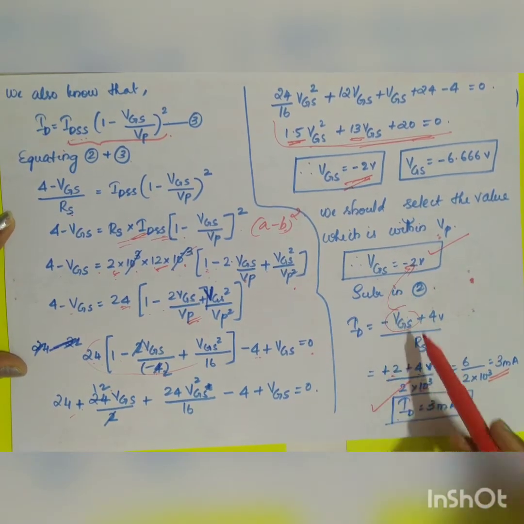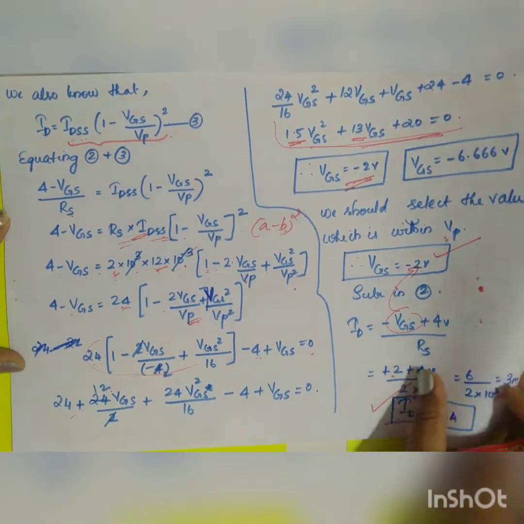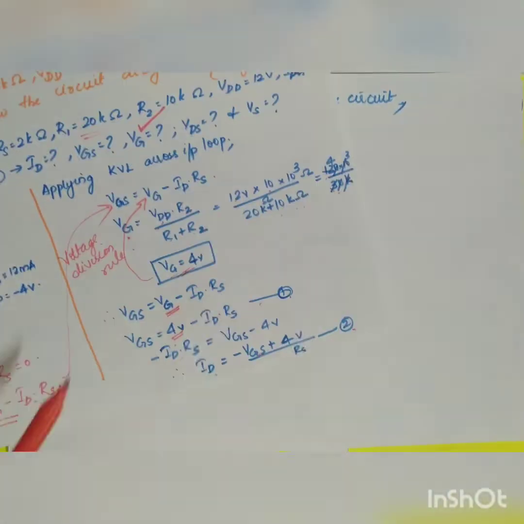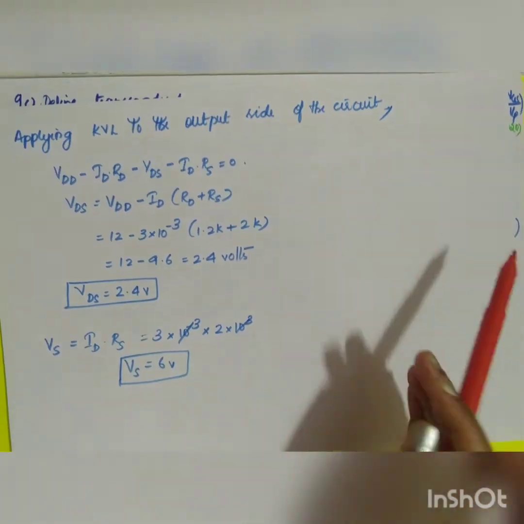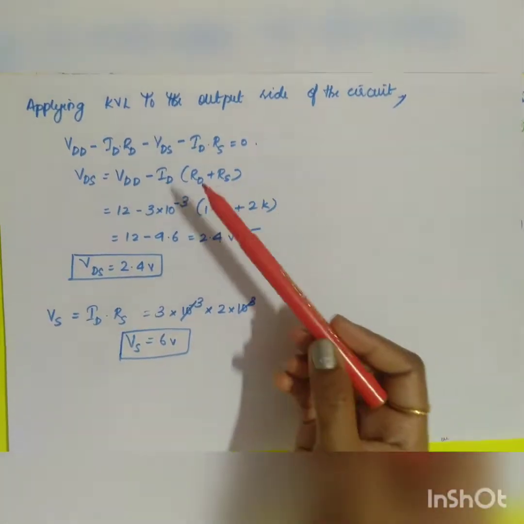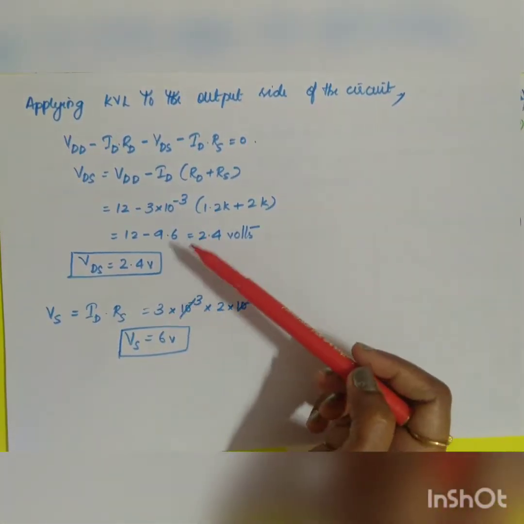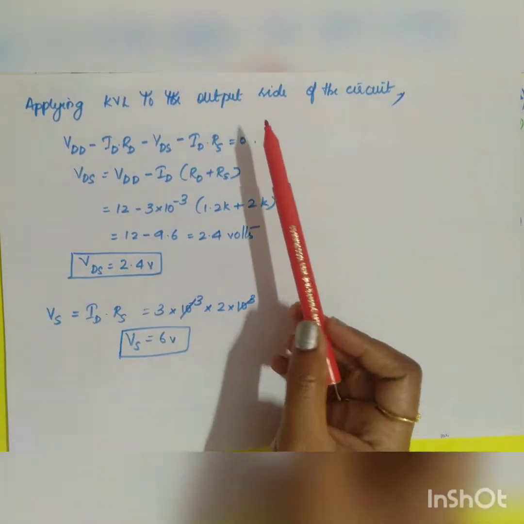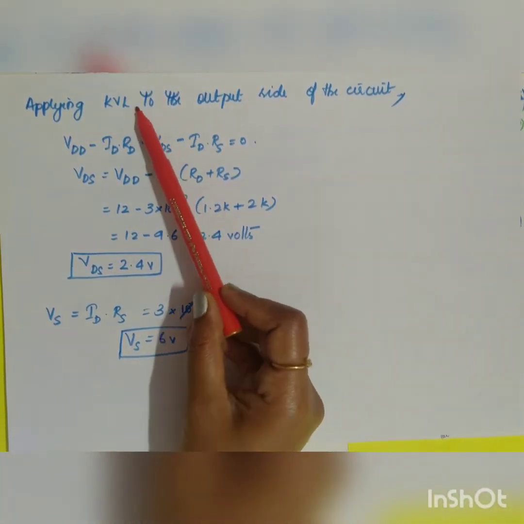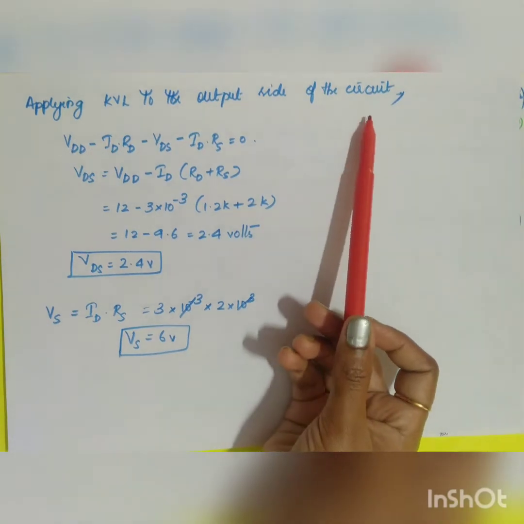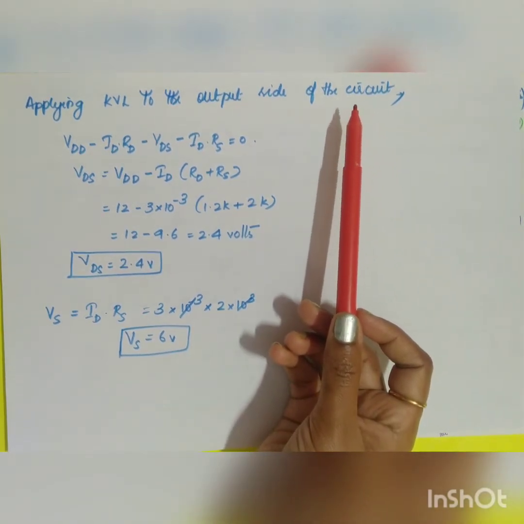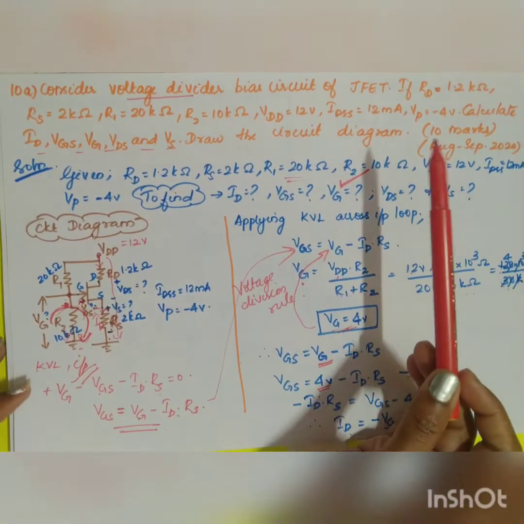Now you have got VGS, ID, and what are the other values you have got? VG. So 3 values you have got, right? Now the next 4th and 5th values, VDS and VS. In order to find them out, you are going to apply your Kirchhoff Voltage Law to the output side of the circuit. So when you apply Kirchhoff Voltage Law to the output side of the circuit, what will you be getting?